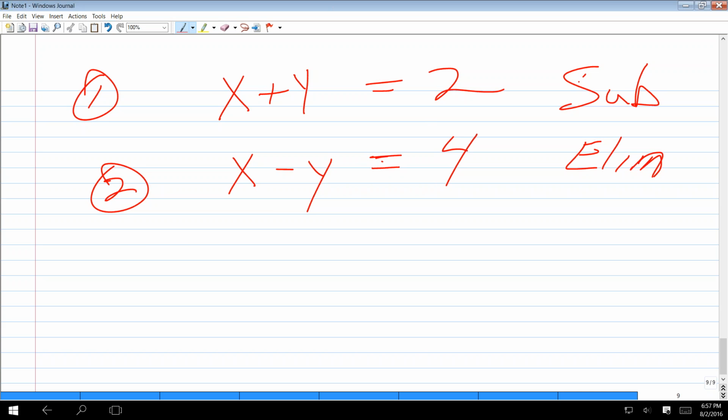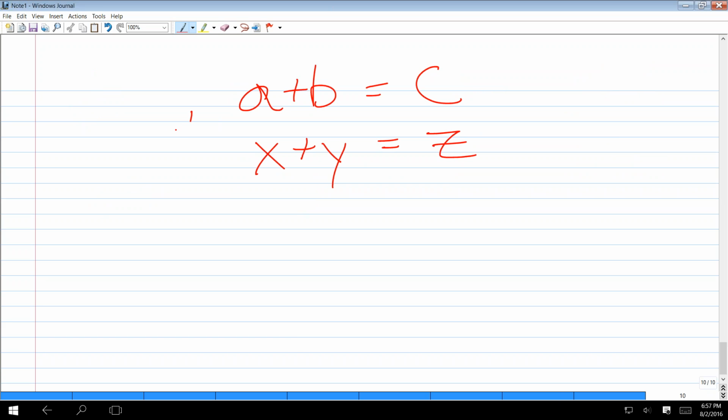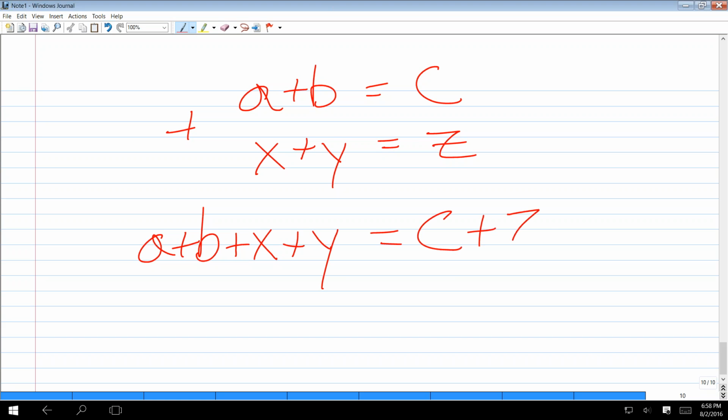And elimination is based on the fact that you can always add or subtract equations. And what I mean by that is the following. If I have A plus B equals C, and I have X plus Y equals Z, I'm always allowed to add those two equations, such that A plus B plus X plus Y has to equal C plus Z. See what I mean by adding them? I can also subtract them.